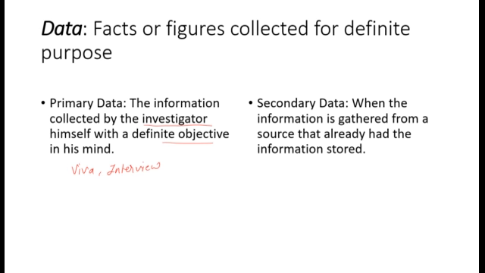Whereas the second type you can see is secondary data, when the information gathered is from a source that already had the information stored in it, like websites. For example, if I want to find out something, I am using the school's website or some other website for the information. At that time the data I am collecting will be the secondary data.